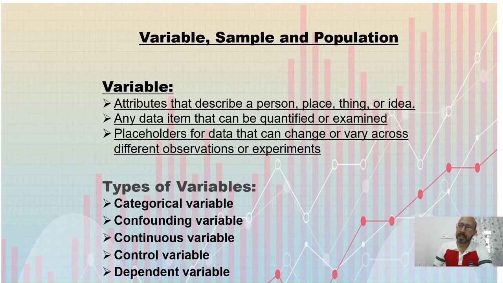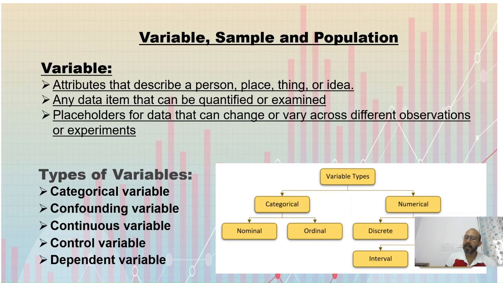Here are some common types of variables. There are mainly two types of variables, categorical and numerical. Categorical is also divided into nominal and ordinal, and numerical is also divided into discrete and continuous variables. Interval and ratio are also part of the continuous variable.